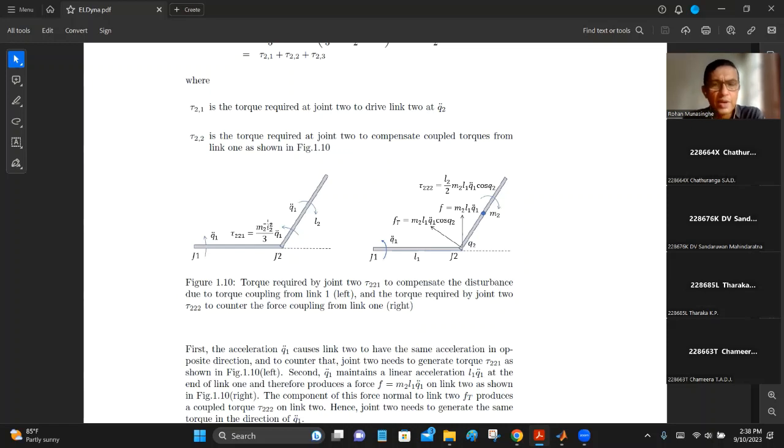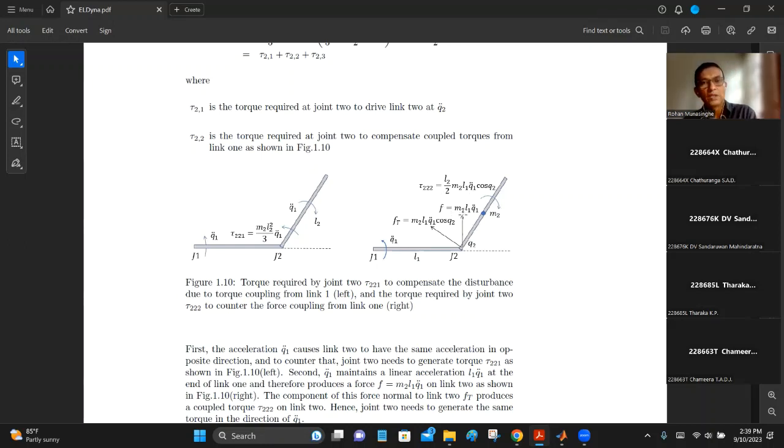Look at the diagram on the right. What is that? So we are talking about the disturbing forces coming from link 1 to link 2. Again, because of the angular acceleration of link 1, that is q1 double dot, there's a linear acceleration at the end of link 1. And that is the force F here. You can see it over here.